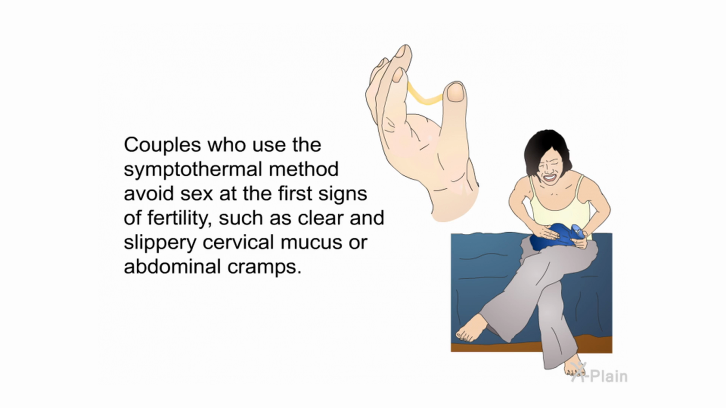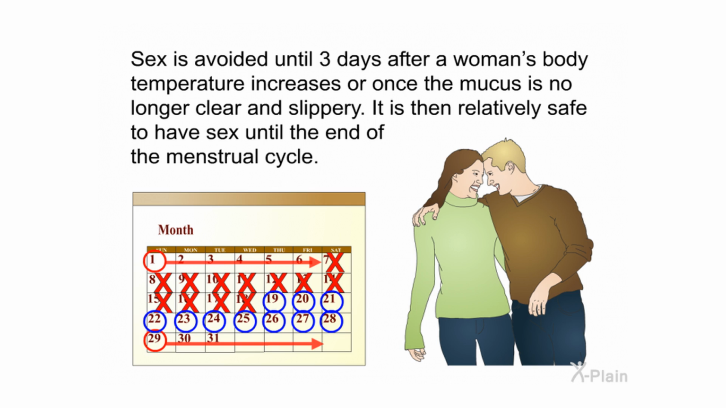Couples who use the symptothermal method avoid sex at the first signs of fertility, such as clear and slippery cervical mucus or abdominal cramps. Sex is avoided until 3 days after a woman's body temperature increases or once the mucus is no longer clear and slippery. It is then relatively safe to have sex until the end of the menstrual cycle.